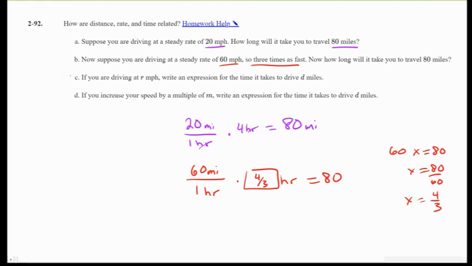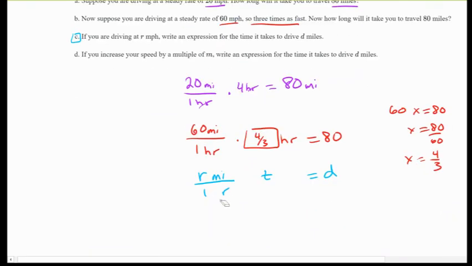So that helps me with C because it says if you're driving R miles per hour, so R miles per 1 hour, write an expression for the time it takes to drive D miles. So if I was trying to find D miles and let's call it T for time, again, I would just solve this equation here. And so I'd say R times T is equal to D. And if I'm trying to find the time, then I would say time is equal to the distance divided by the rate.